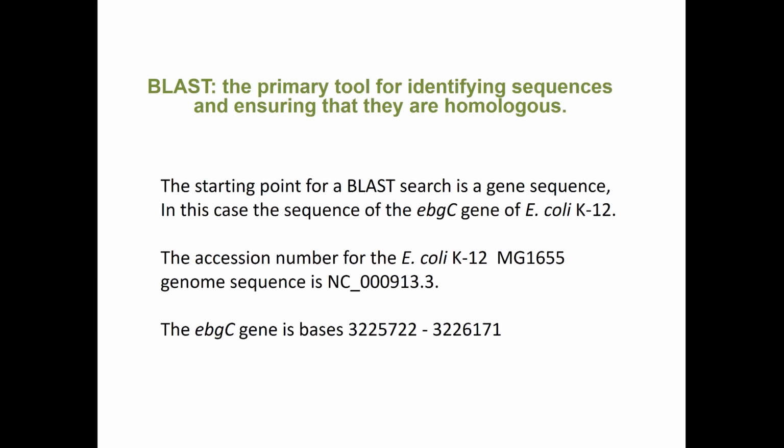The starting point for a BLAST search is a gene sequence. In this case, it's going to be the sequence of the EBGC gene of E. coli K12 strain MG1655, for which we have an accession number. Yeah, so I've got an accession number. That's the accession number for this genome. But I don't want the whole genome as my query. I want just that part of it that is the EBGC gene. That is these bases.